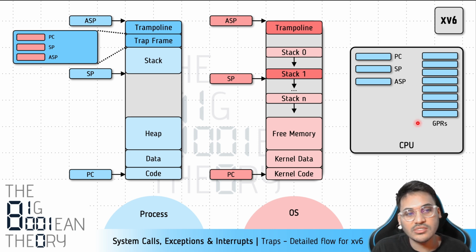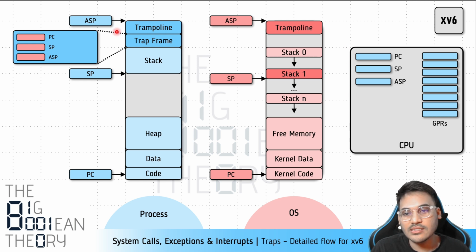For the general purpose registers, you do not have to do anything. You just have to save these, and the new set of register values for the kernel will automatically build up in the GPRs, right? But these three values are important. You have to know which values to switch to, right?